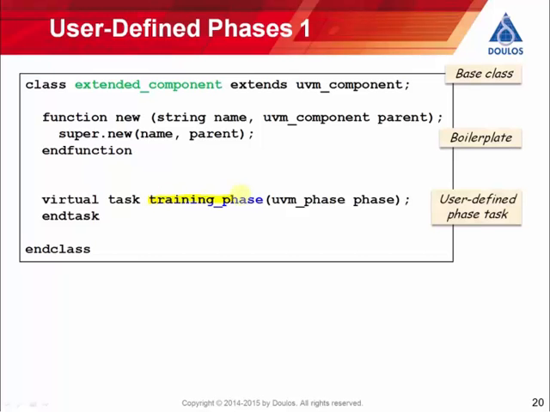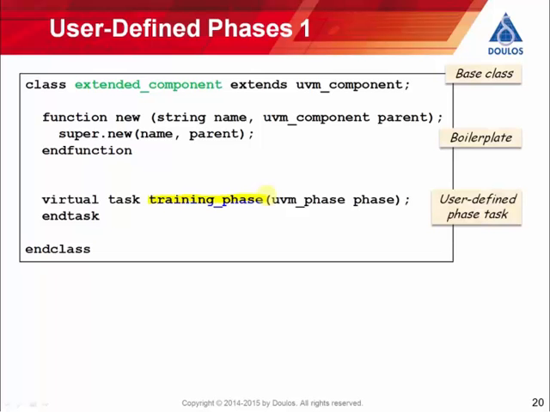So you'll see training phase a lot. Training phase is a totally arbitrary name that we just invented. That's the name that we're going to use for our user-defined phase. You can define as many user-defined phases as you please, in the same place or in different places, and you can combine different user-defined phases defined in different places with each other or with the predefined phases.